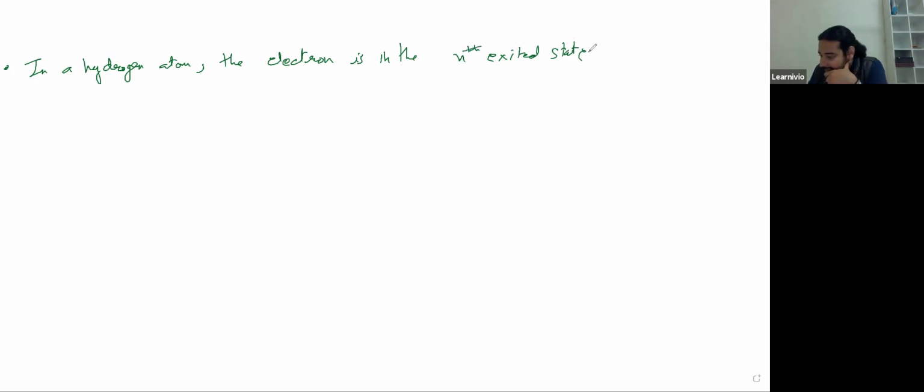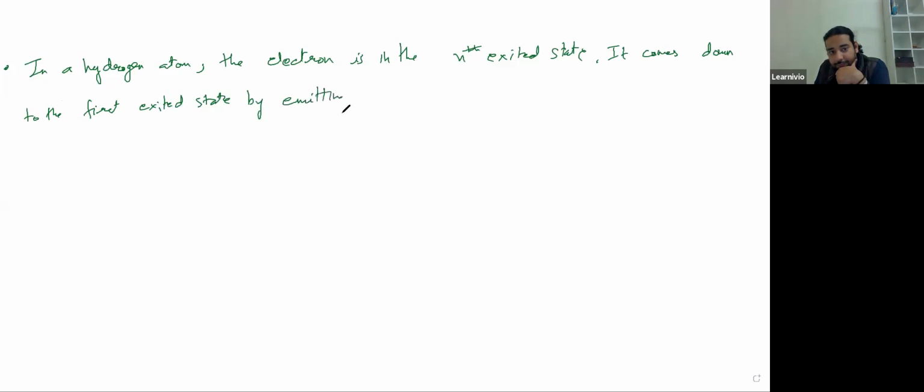And it's in an excited state. Then what happens? It comes down to the first excited state by emitting 10 different, and that is the keyword, wavelengths. What is the value of n?